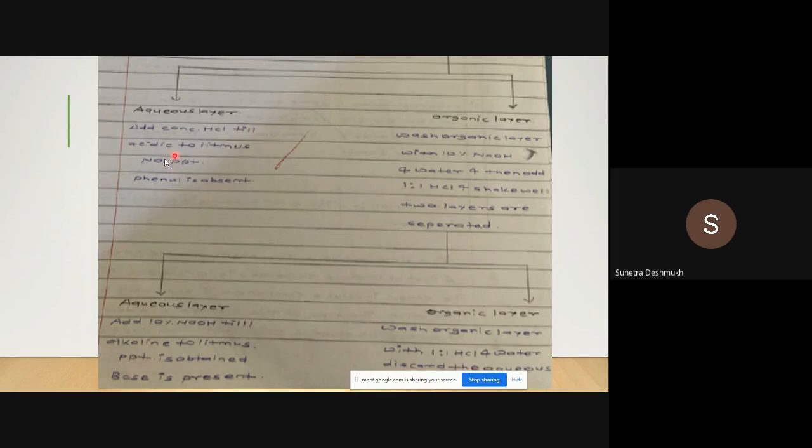Okay, so here we didn't get precipitation, so here phenol is absent. If we get precipitation here, then phenol is present. See, here is one trick.